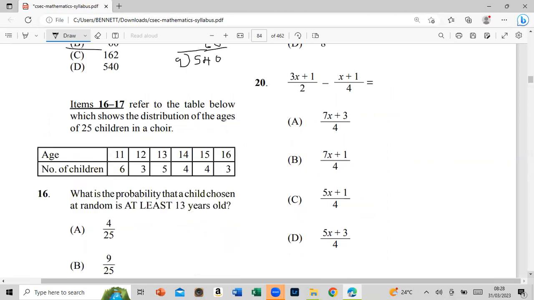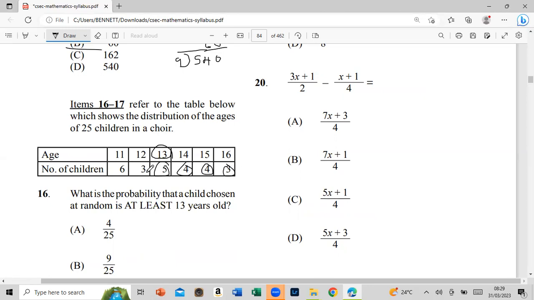Alright, question 16 refers to the following table, which shows the distribution of the ages of 25 children in a choir. What is the probability that a child chosen at random is at least 13 years old? So let us identify. It says at least. At least means it can be 13 and greater. Alright, so we are going away here.